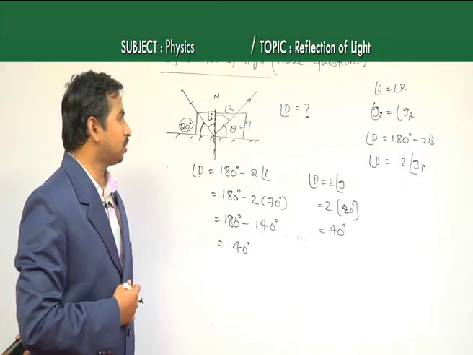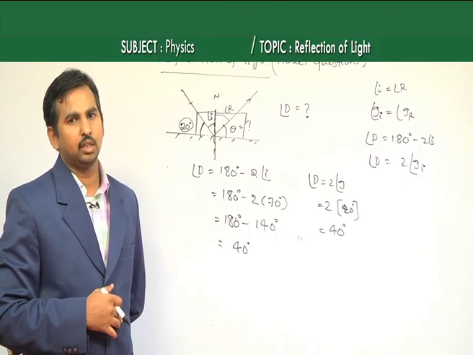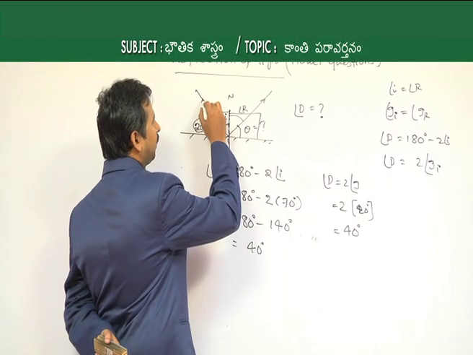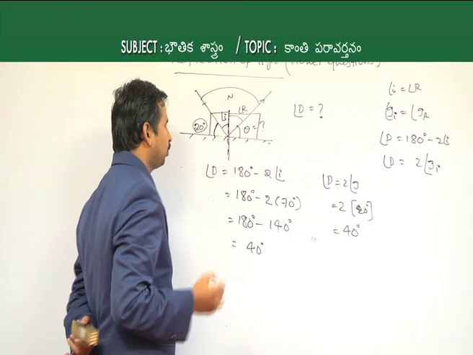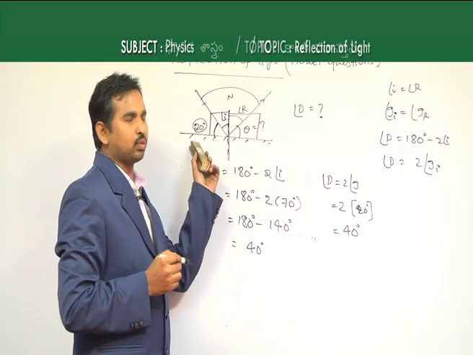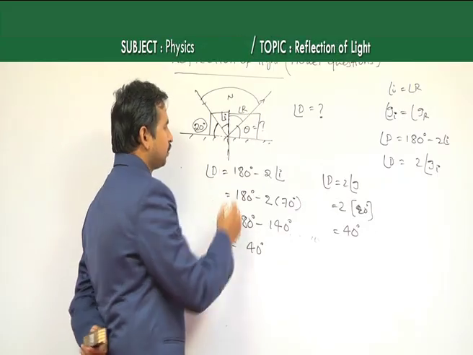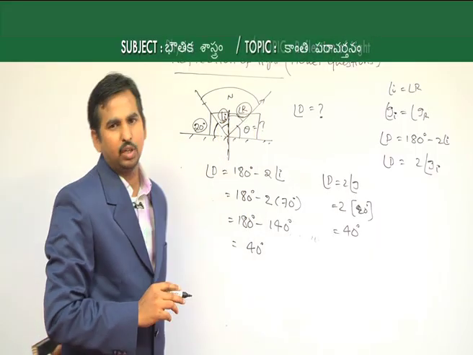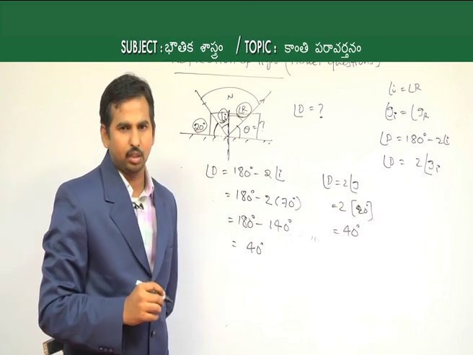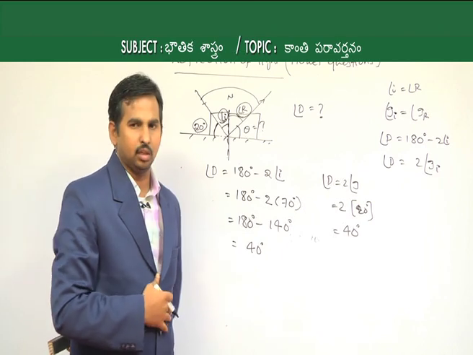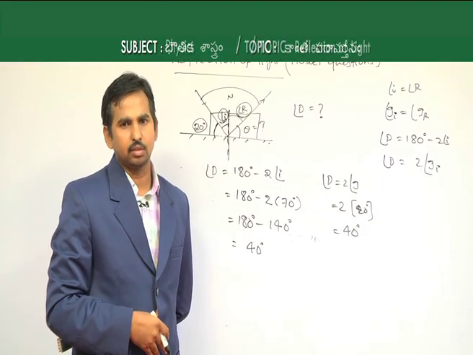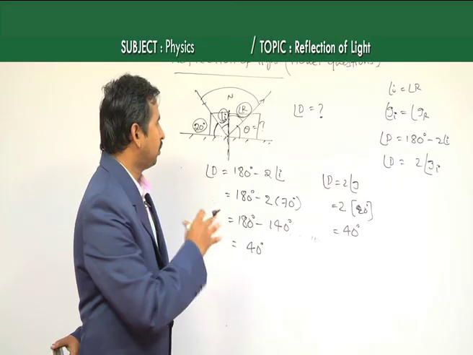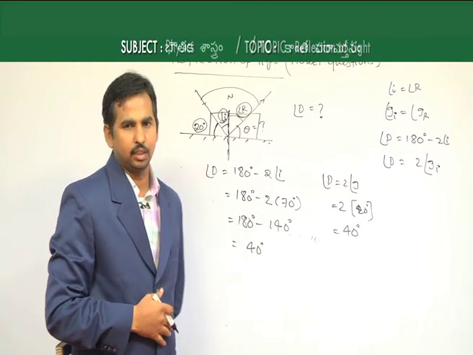Sometimes they will also ask to find the angle between the incident ray and the reflected ray. If you are finding the angle between the incident ray and the reflected ray, this is the angle you have to find. As the glancing angle is given as 20, the angle of incidence we are getting is 70 degrees, and the angle of reflection is also 70 degrees. Then the angle between the incident ray and the reflected ray becomes 70 plus 70, which is 140 degrees. Like that, we can get different relations between the angles in the case of a plane mirror.